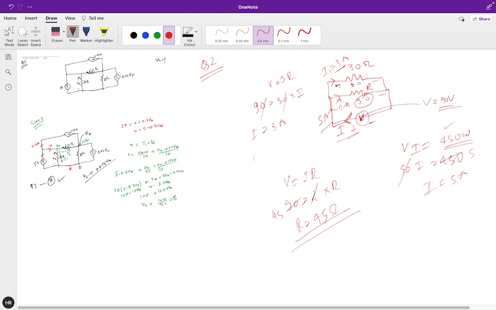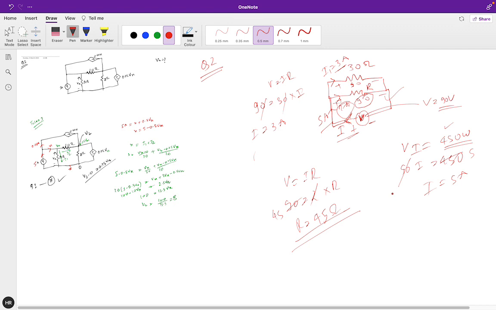So if this is 90 volts and we know the total resistance in this particular branch, what will the current be? 90 divided by 30, so 3 ampere current will flow. By the use of the power equation we know the overall current will be 5 ampere, and then 5 minus 3 gives 2 ampere current. Now we know the 2 ampere current and the potential across this is 90, so 90 divided by 2 gives the resistance value, that is 45 ohm.